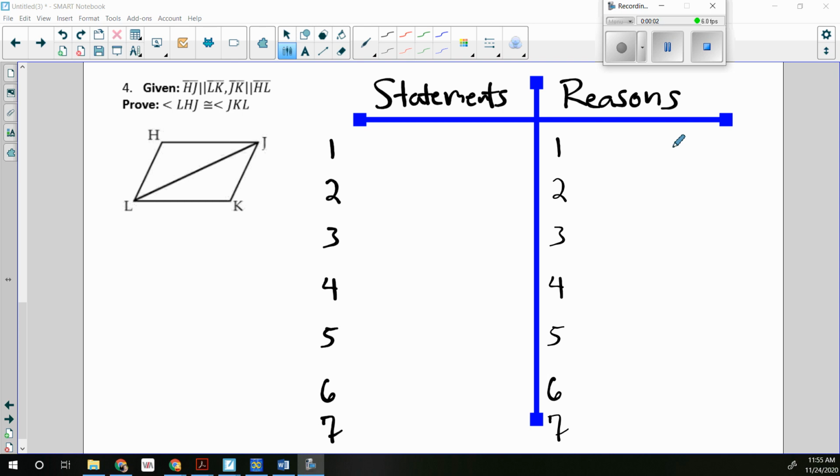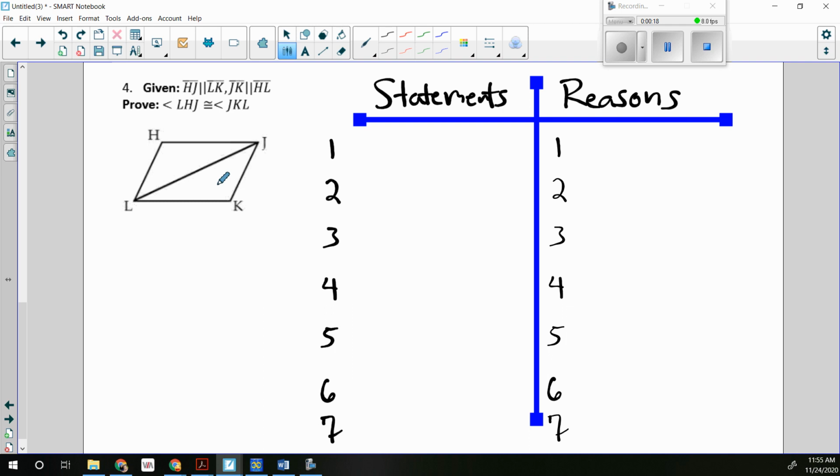All right, guys, here's another CPCTC proof, and we know that because if you look at our proof statement here on number 4, you can see we're not proving the two triangles are congruent. We're proving that the angles are congruent from our top triangle to our bottom triangle.